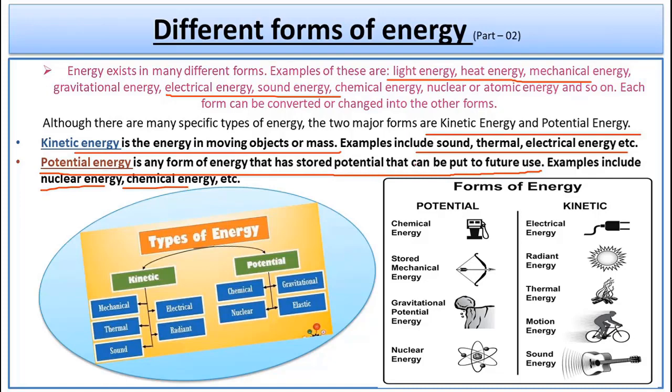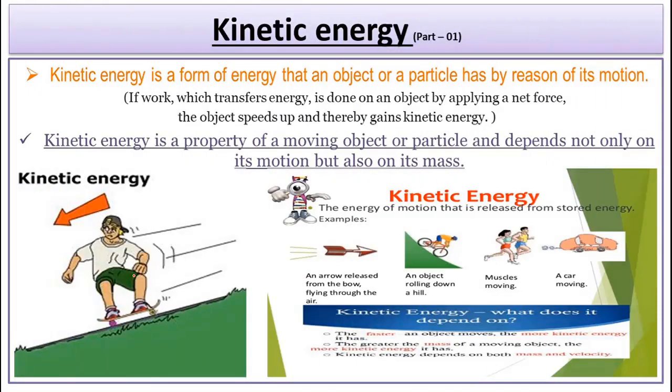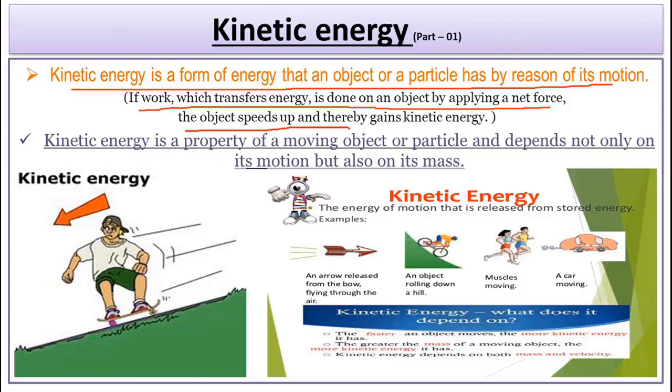I will explain about all these forms of energy in a separate video. Now, let's understand these two basic forms of energy, kinetic and potential energy. Here we have kinetic energy. What is kinetic energy? Kinetic energy is a form of energy that an object or particle has by reason of its motion. If work which transfers energy is done on an object by applying a net force, the object speeds up and thereby gains kinetic energy.